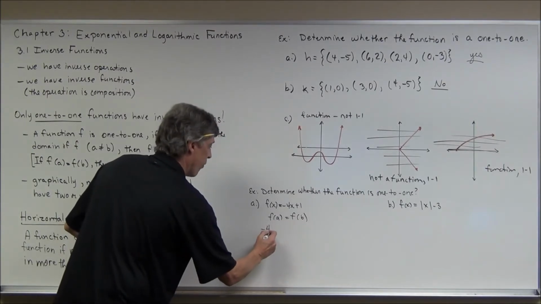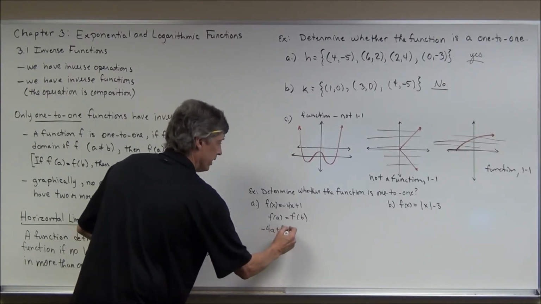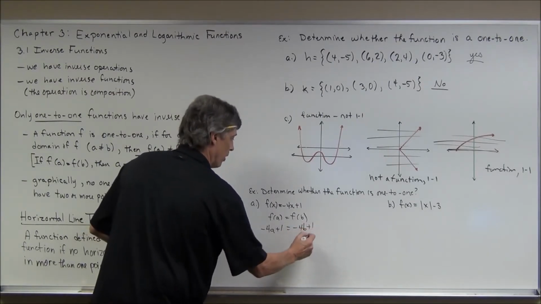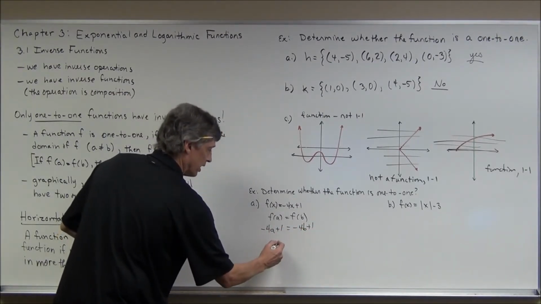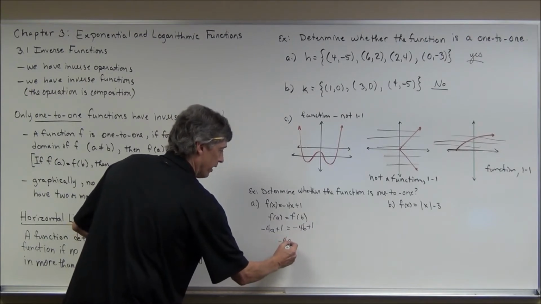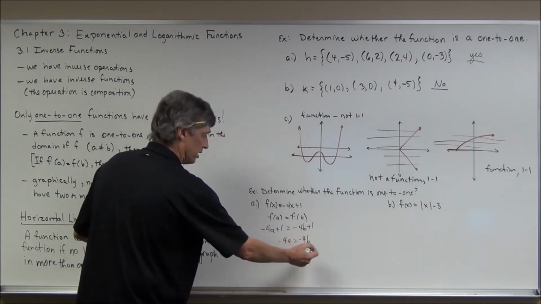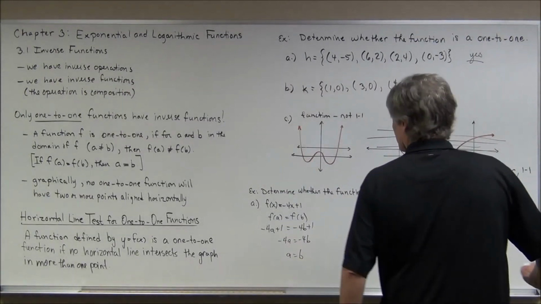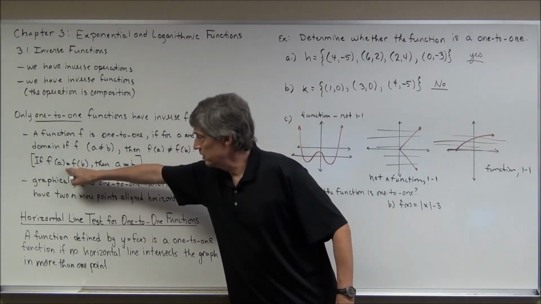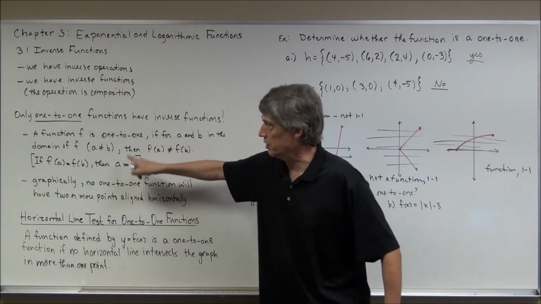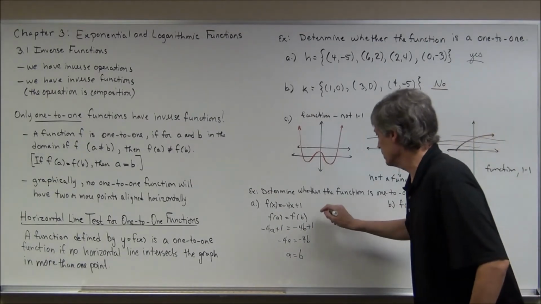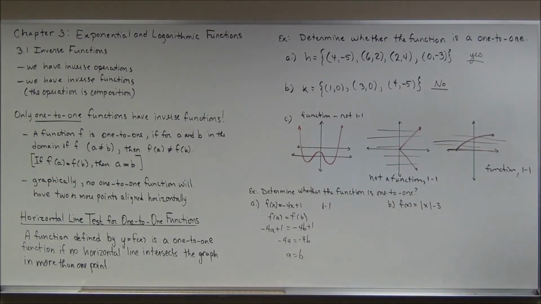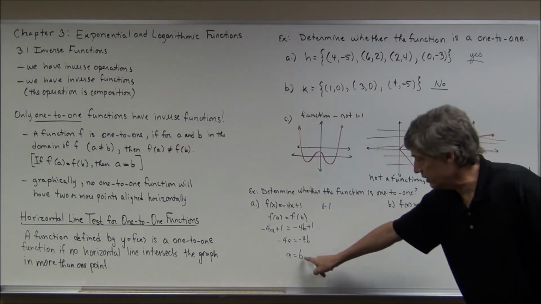That would mean negative 4a plus 1 equals negative 4b plus 1. If I subtract 1 from both sides, I get negative 4a is equal to negative 4b. And if I divide both sides by negative 4, I get that a is equal to b. Now I started here with this hypothesis and I got this conclusion. So therefore, this is one-to-one. Notice here how I set this up. I set f of a equal to f of b, and I solved it by substituting in and hoping that I get to this statement here at the end.